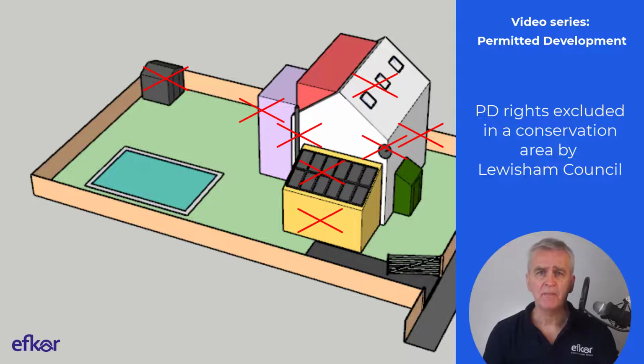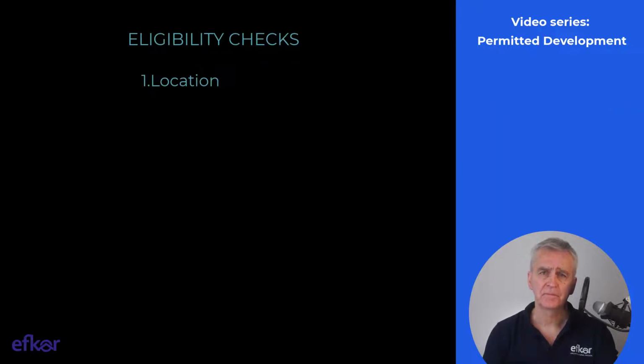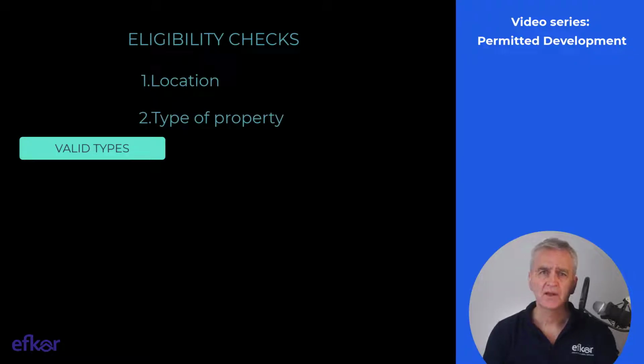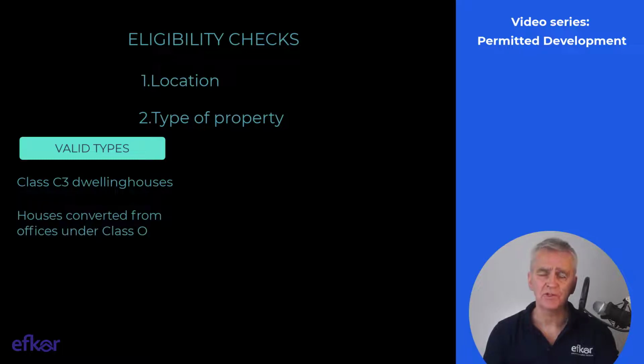Your own council may have a different list of amended PD rights, so the best practice is to always check whether your property lies within the boundary of any of these designated areas. The second eligibility check is the type of property. PD rules apply to Class C3 dwelling houses, which are essentially houses that are occupied by individuals, families, or groups of up to 6 people. And PD rules also apply to houses converted from offices under Class O.